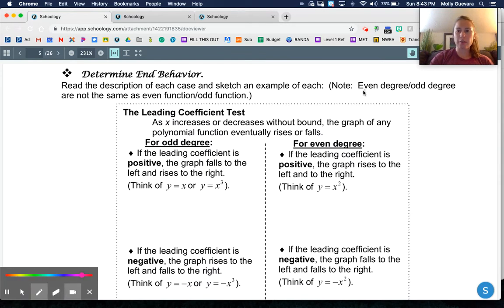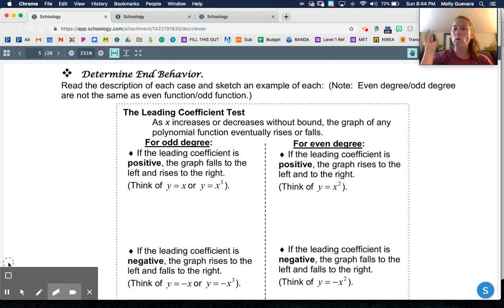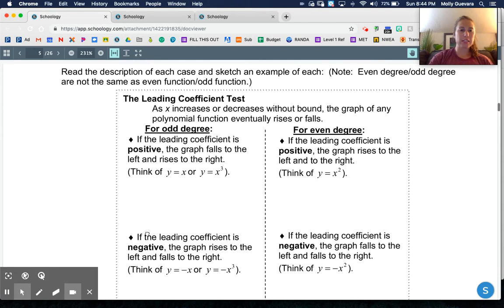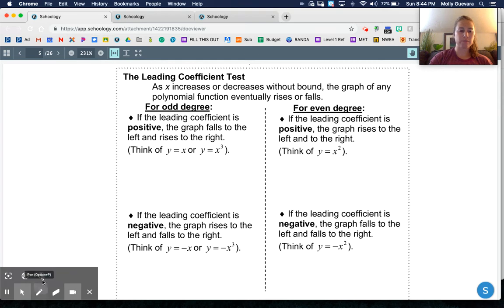This is the one thing I want to note real quick. Remember when we talked about even and odd functions, right? If it was even, it was symmetrical about the y-axis, and if it was odd, it had rotational symmetry. That is not the same thing as degree. It has nothing to do with degree. So don't even worry about that, okay? Degree is different than whether or not a function is even or odd.